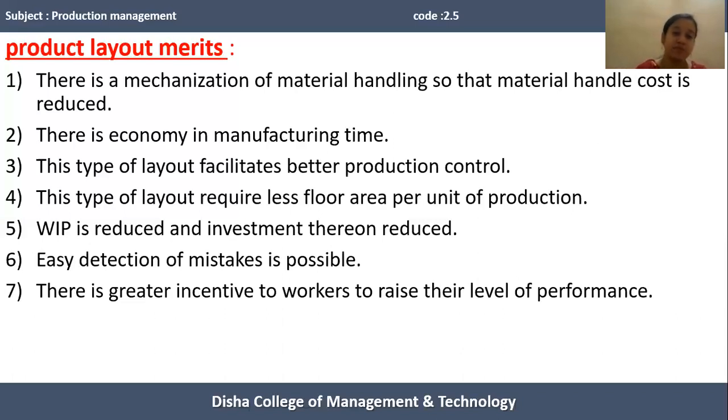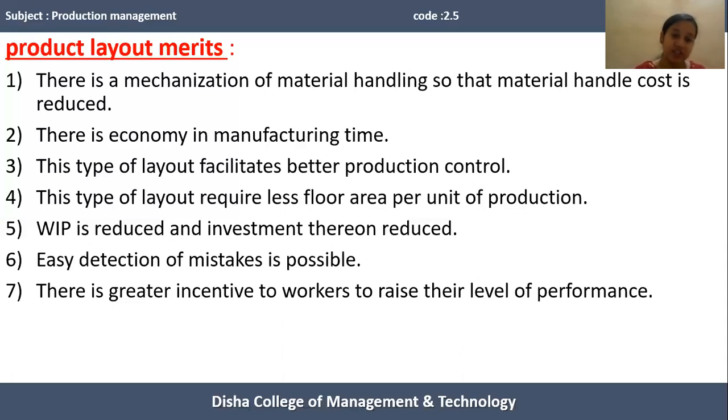Easy detection of mistakes is possible also. Easy detection of mistakes is possible, means in case of product layout everything is arranged in a sequential manner. So if any mistake is identified by the production manager, he can take various steps to minimize such things, so that early detection of mistakes is possible, since everything is arranged in a sequential manner, and production can be done in a continuous manner.